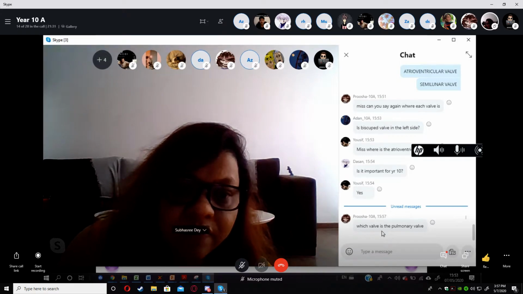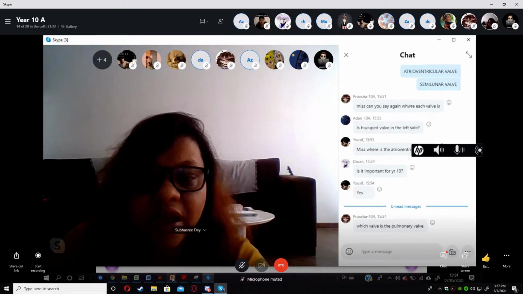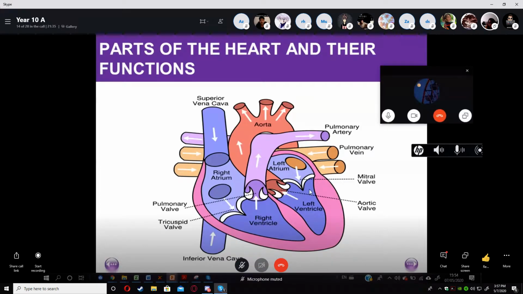Pulmonary valve, I am showing you this diagram. No, Prusha, can you not see? Where is the pulmonary valve? I have shown this like 4 times now. This is the aortic valve and this is the pulmonary valve. Please pay attention. Or maybe you can't hear. What's going on today?